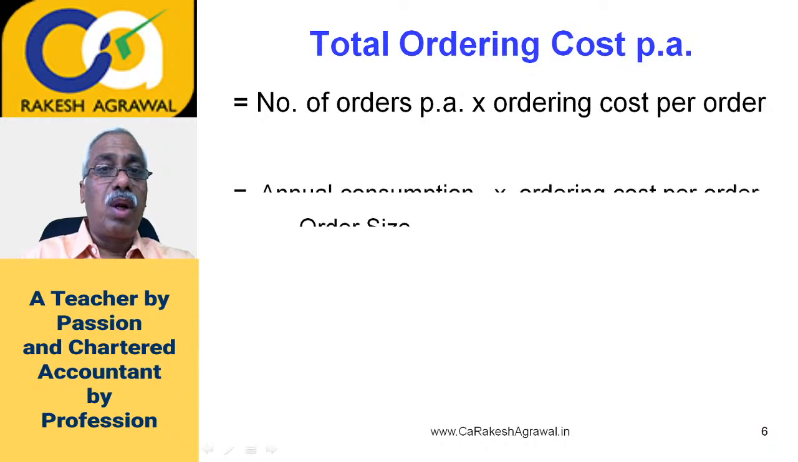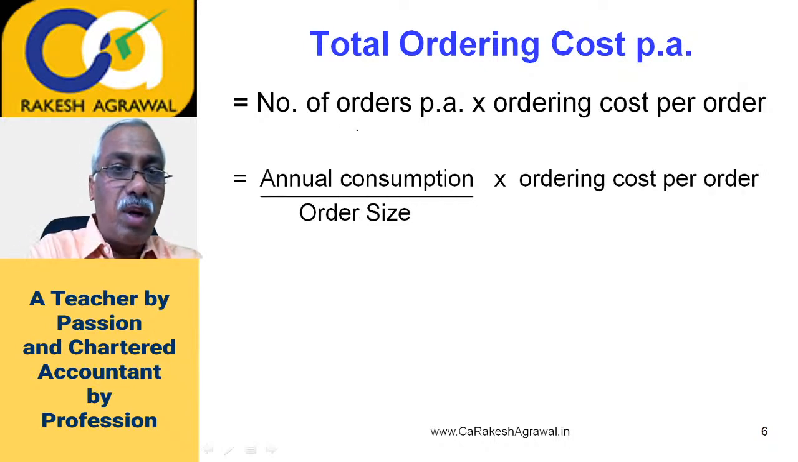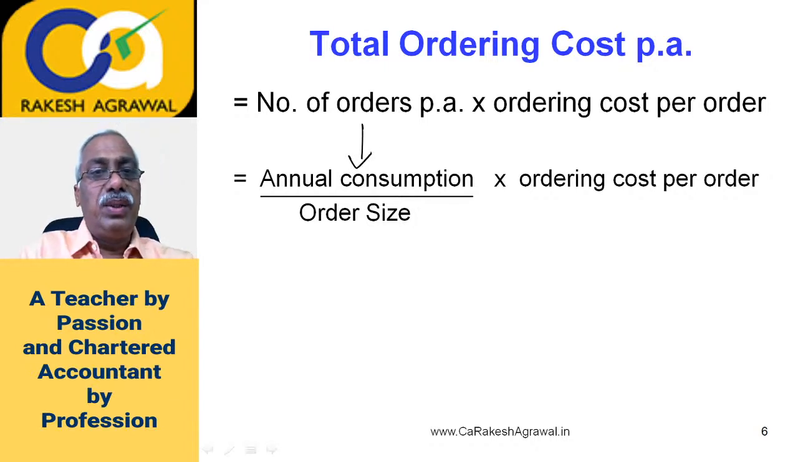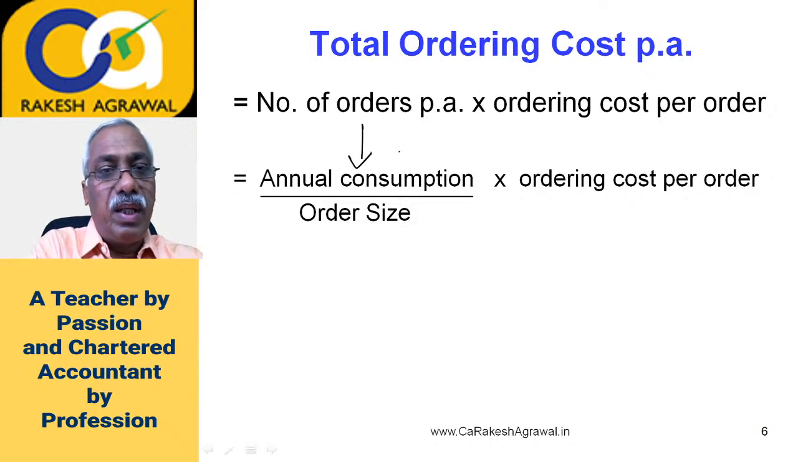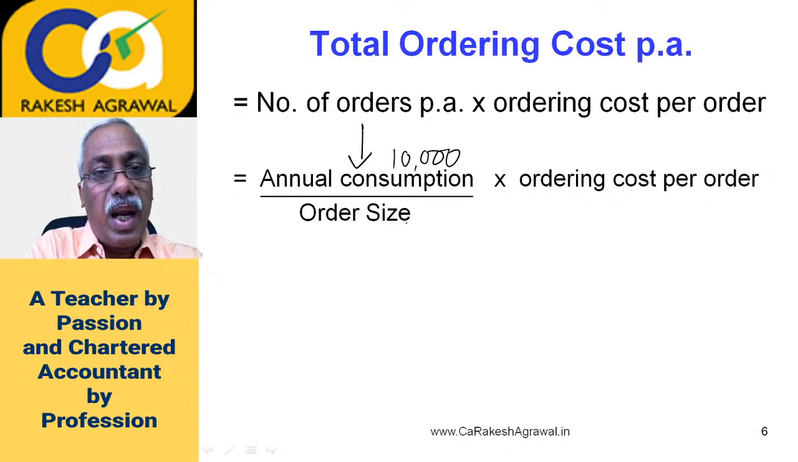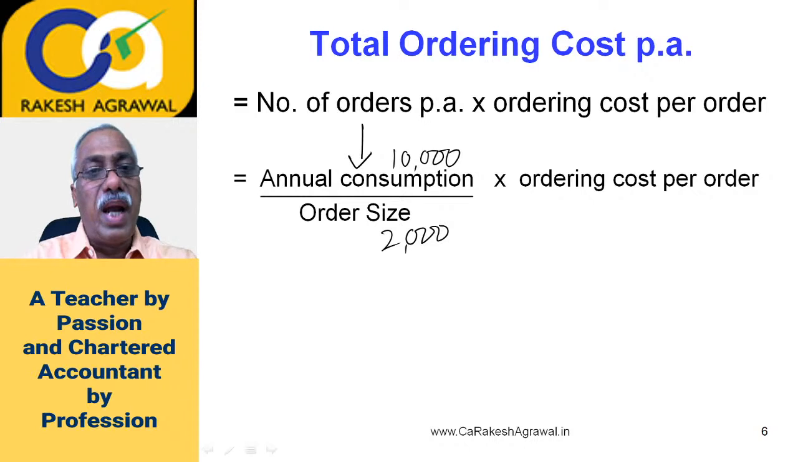Now, how to calculate the number of orders? The number of orders in a year can be calculated like this: annual consumption divided by order size. For example, if I consume 10,000 units of raw material in a year and my order size is 2,000 units, it means at a time I will place an order only for 2,000 units. Then I'll have to place 5 orders of 2,000 units.